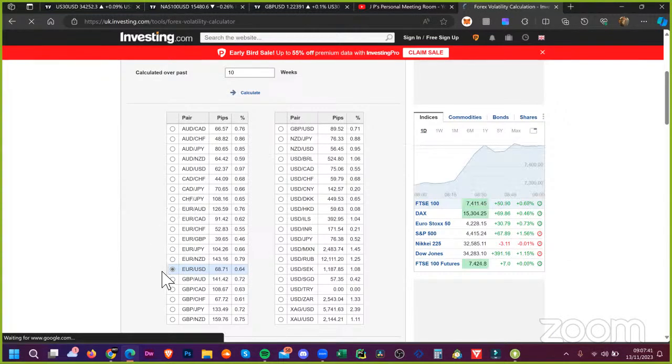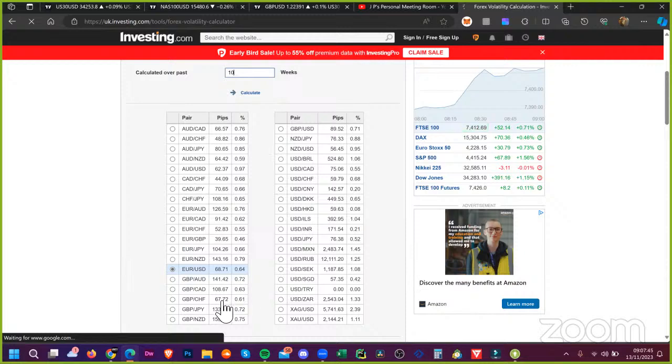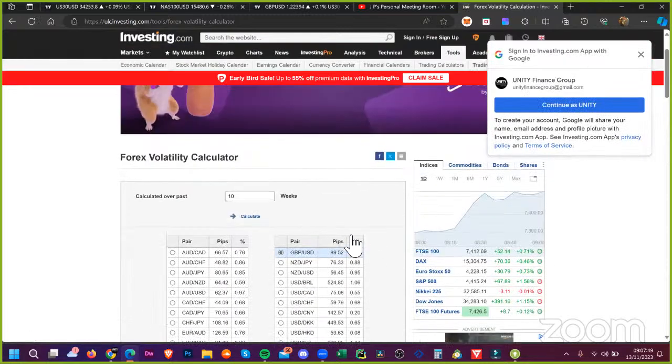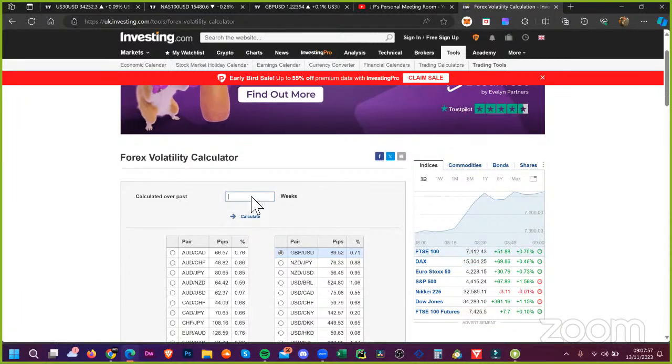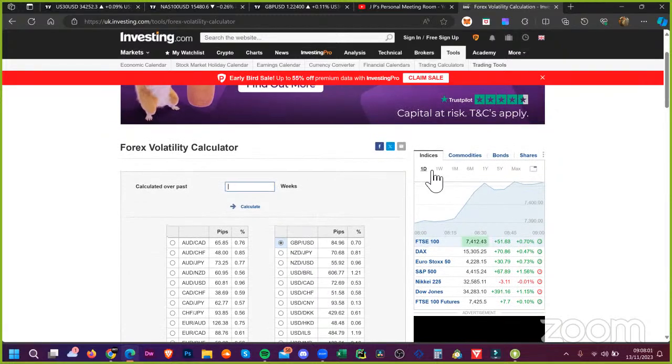So here, this is taking the average over the last 10 weeks, and when we look for GU, it's saying about 90 pips. Okay, let's make it a bit more sensitive. It doesn't matter really. Either way, around about 90 pips.